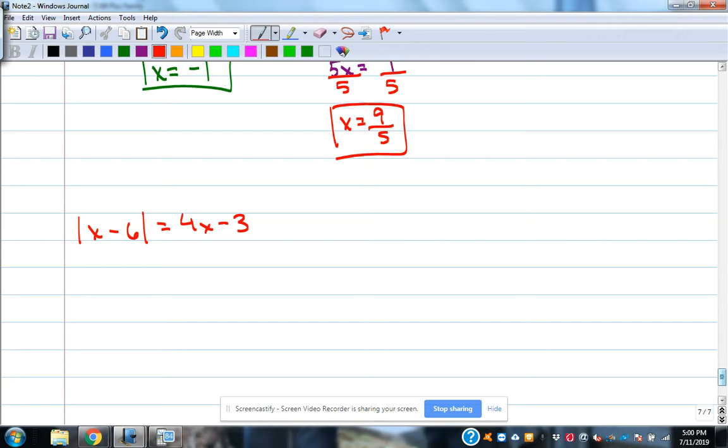I'm going to split this up into 2 equations. x minus 6 is equal to 4x minus 3. And x minus 6 is equal to negative parentheses 4x minus 3. So I'm doing the exact same thing, just with the other side is what I'm doing here.